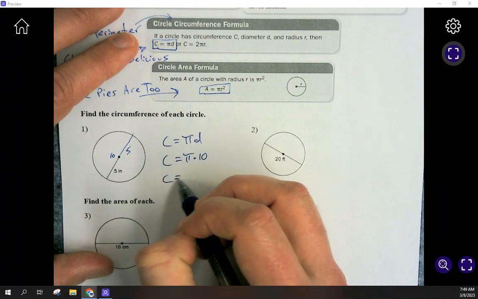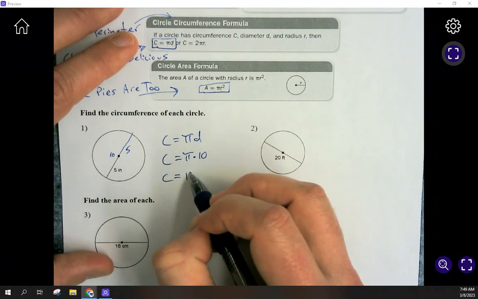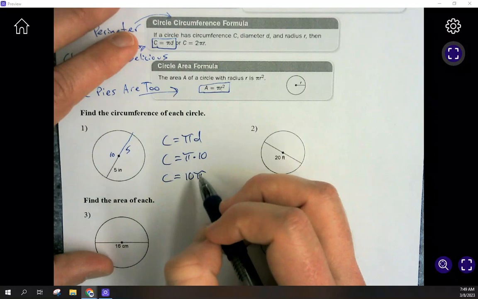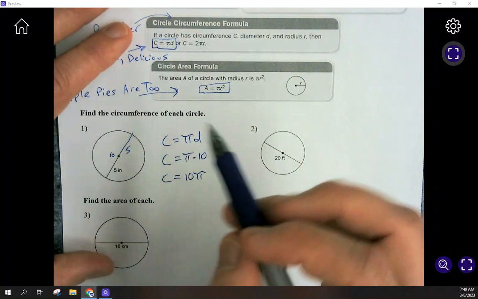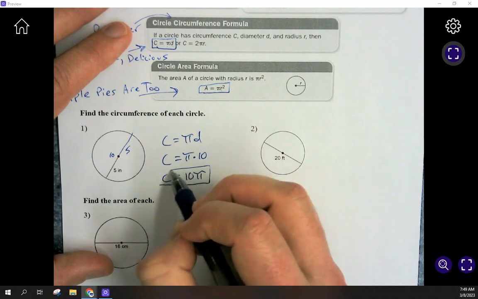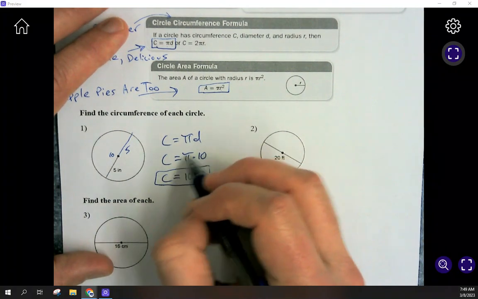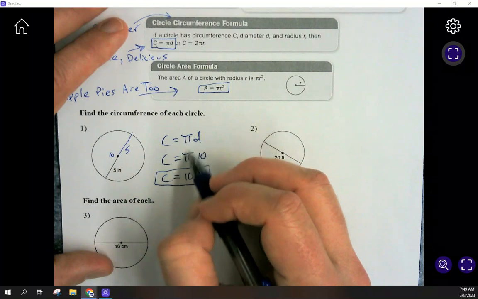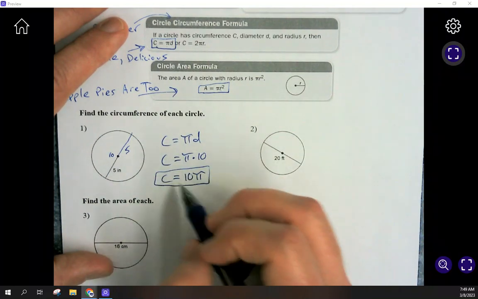So I would like to see your final answer as 10 pi instead of pi 10. Just like if it was 10 radical 2, we don't write the radical 2 and then the 10 after it. You put this number up front as the coefficient. So we can skip this middle step. I just dropped it in there so you could see how this lined up. But you can jump straight to this final answer.